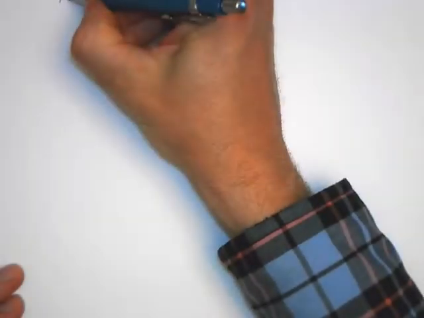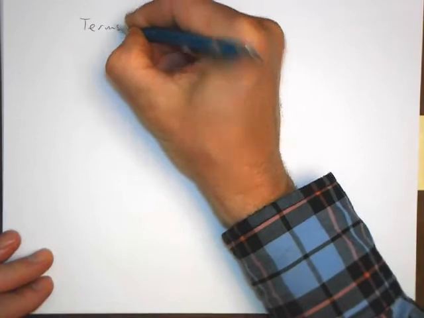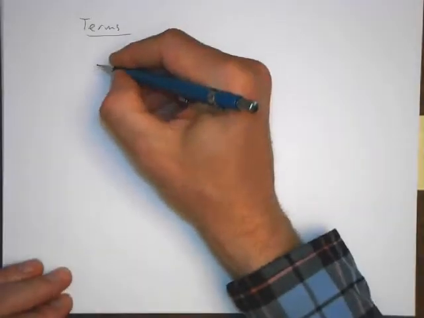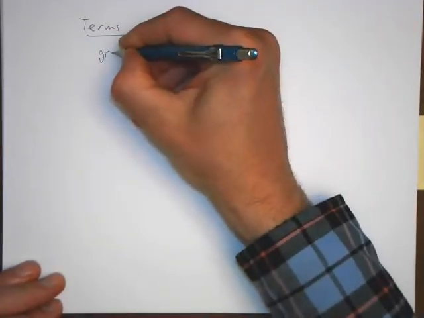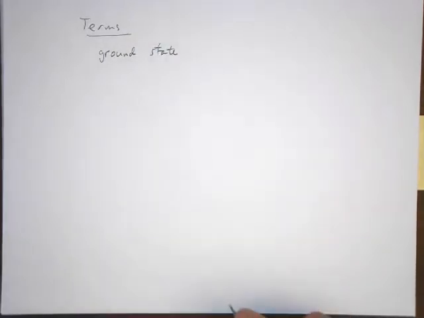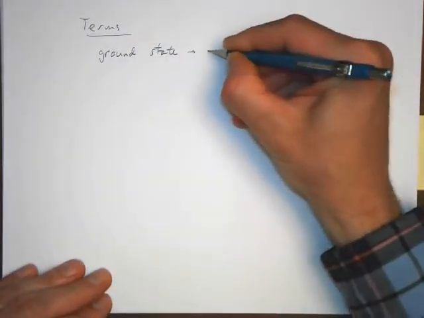Okay. Now, just a little bit of terms that we need to be able to use with respect to the Aufbau principle and electron configurations. Something I already talked about: the ground state electron configuration is the lowest energy configuration.